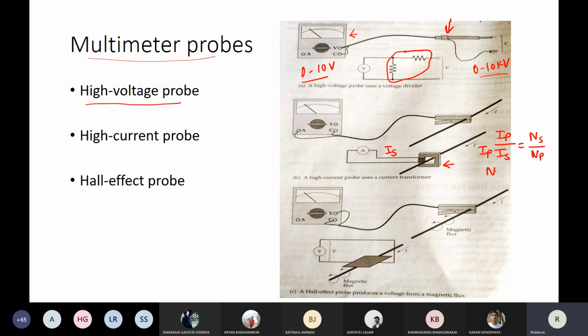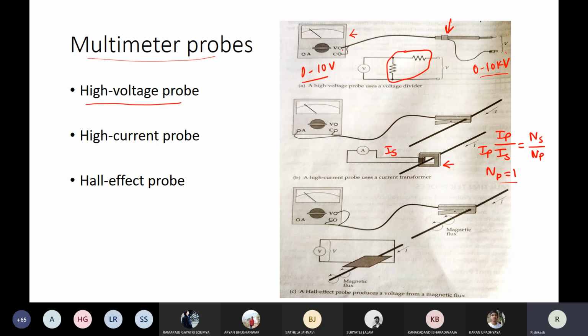In this case, NP is how many turns in the primary? This is a single turn. You see, a single wire is there, so you consider it as a single turn. So NP is 1. And NS is not 1; there are a number of turns here. So NS is greater than NP, so IS will be much less than IP. That division brings down the current level, and it is measured by the normal meter.